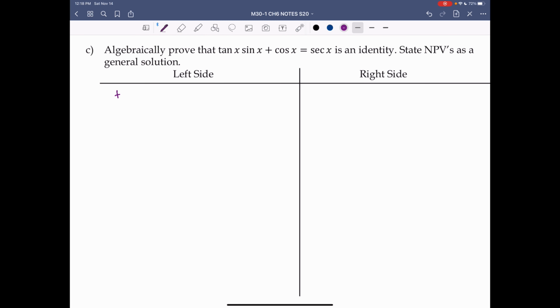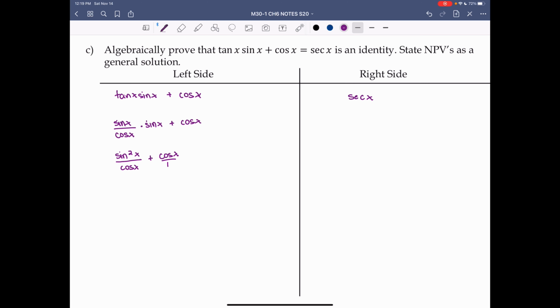On the left side we have tan x sine x plus cos x, and on the right side we have secant x. I'm going to manipulate the left side until it equals secant x. So tan x is sine x over cos x times sine x plus cos x. That gives us sine squared x over cos x plus cos x.